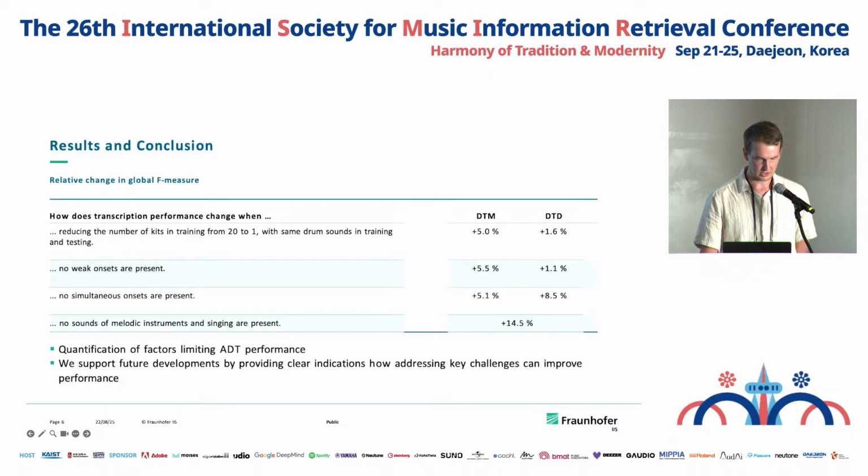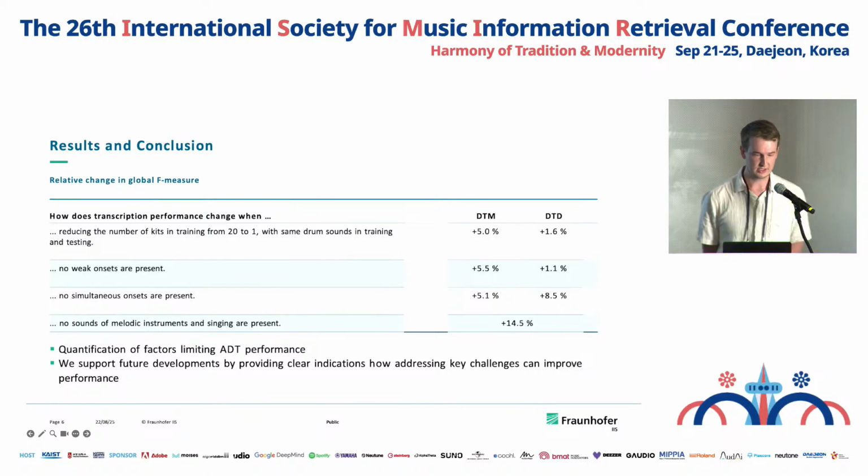So this slide very briefly summarizes the main findings. In this table we can see relative performance changes. For this we averaged the global F-measures of the 3 architectures and then divided the average F-measures to obtain this relative performance change.